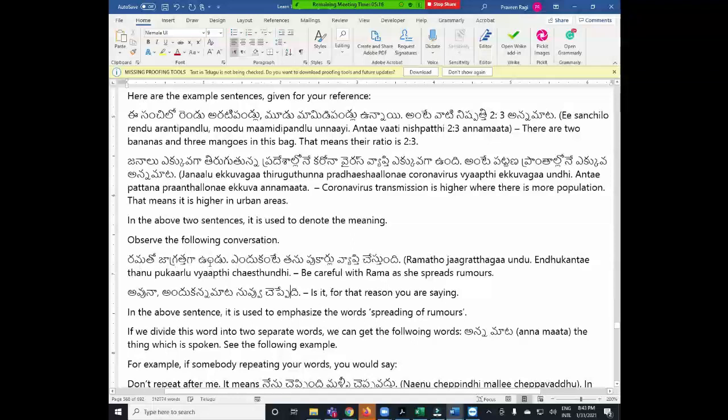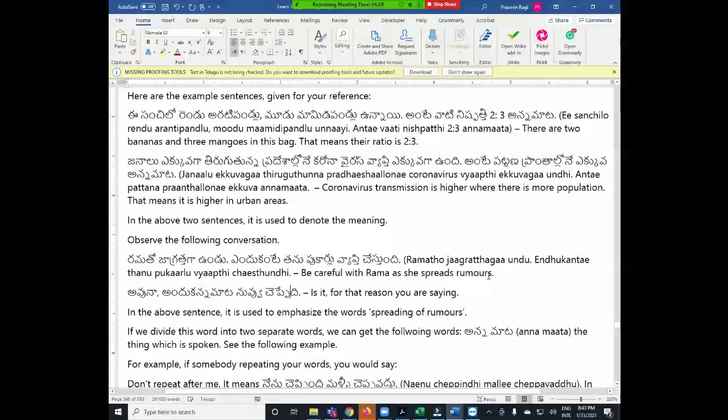Okay, so whenever you have a sentence like this, be careful with, you can say any person name. For example, be careful with manager. Okay, so manager to jagrattaga undu. You can make your own sentences while practicing. Be careful with your boss. Okay, me yajamani to jagrattaga undu. Boss means yajamani. Okay, be careful with your, you can write anything, any person name or position, then add to jagrattaga undu, be careful. Then we will focus on the next phrase.